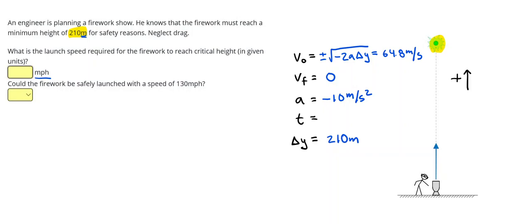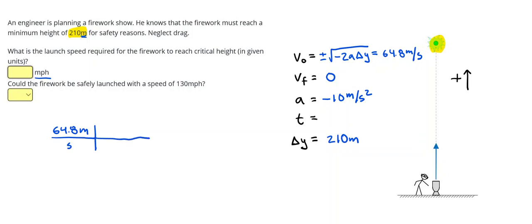Okay, so we do have the initial speed. We don't even need to calculate the time, but it asks us for the initial speed in miles per hour. So we have a conversion to make. So 64.8 meters over seconds is what I'm starting with. I need to change that to miles over hours.